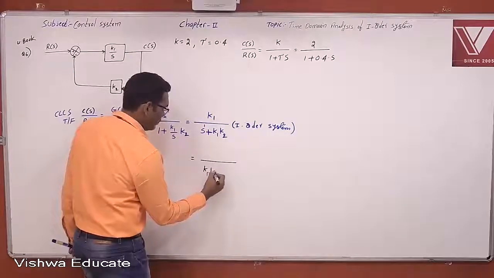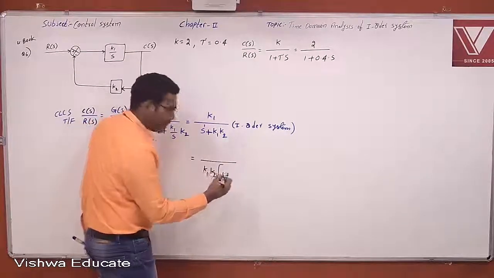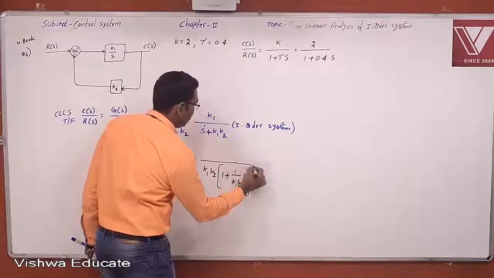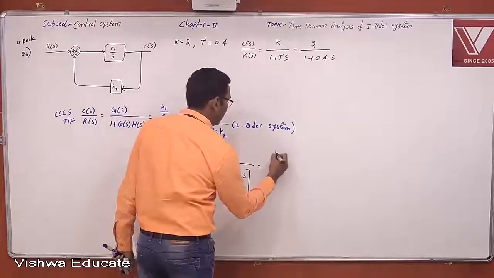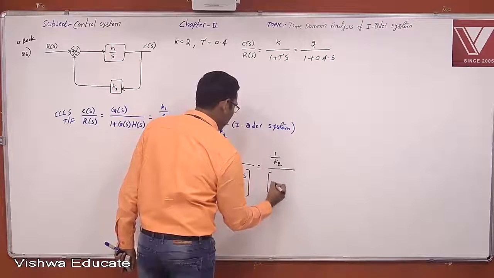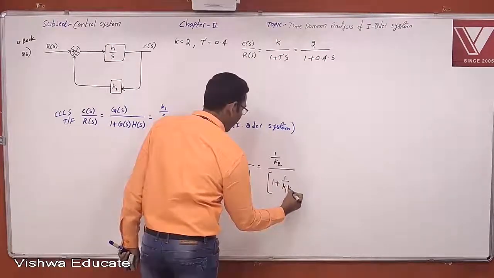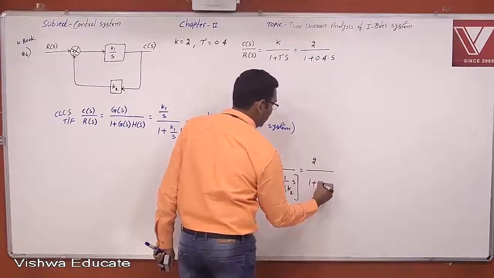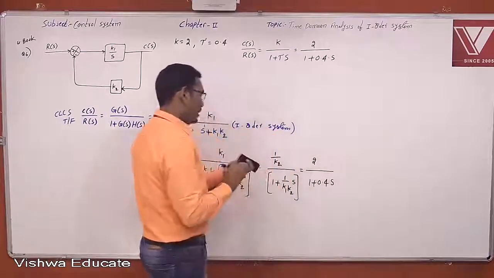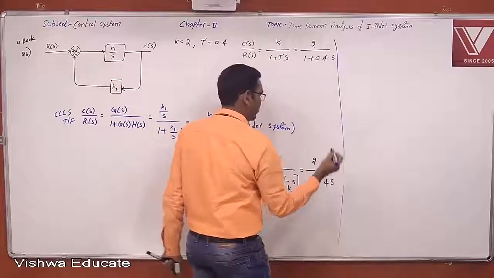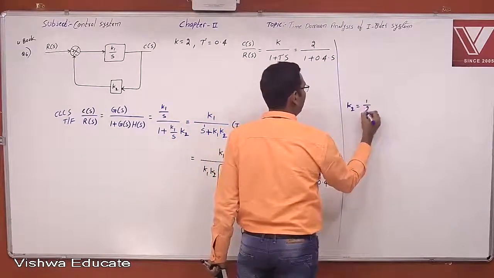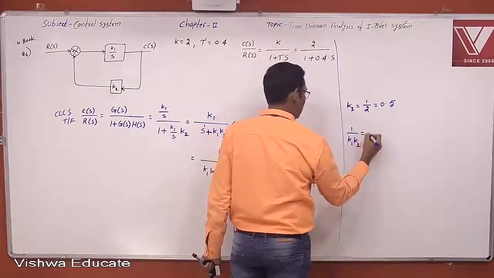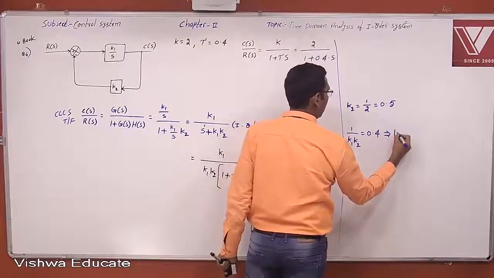So K1 K2, if you take it as common, 1 plus 1 by K1 K2 into S. Now this is K1, then K1 K1 cancel. 1 by K2 by 1 plus 1 by K1 K2 into S, which is equal to 2 by 1 plus 0.4 into S. Now while comparing these two, K2 is equal to 1 by 2, which is equal to 0.5, and 1 by K1 K2 is equal to 0.4, therefore K1 is equal to 5.